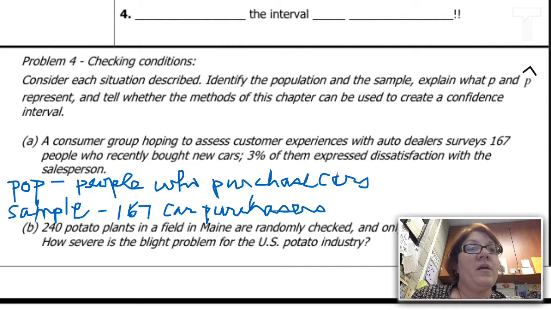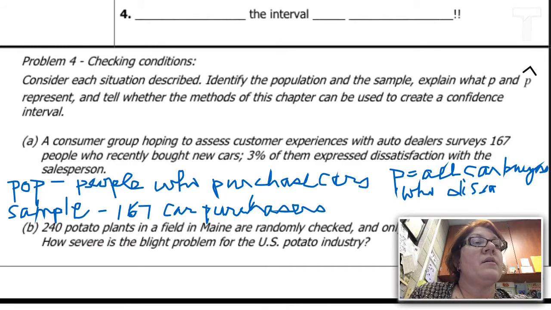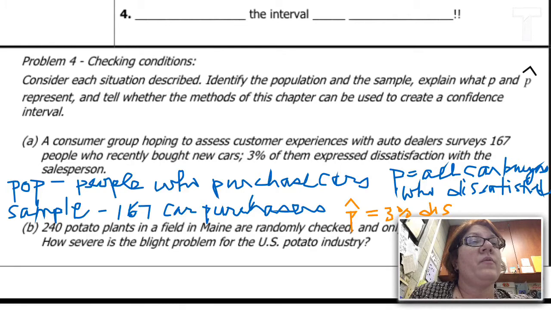And then the proportion, the P, would be all car buyers who were dissatisfied, versus P hat would be the 3% dissatisfied from the sample.